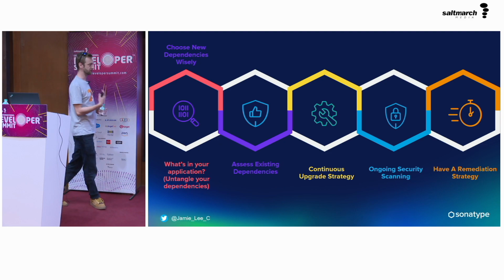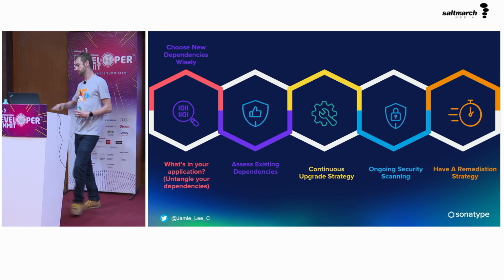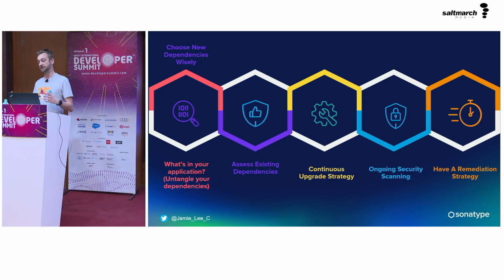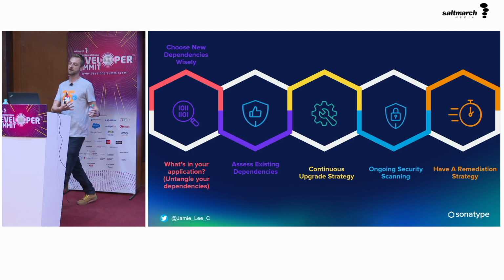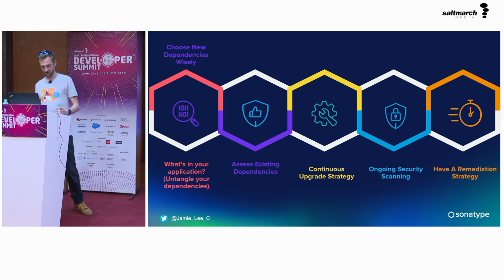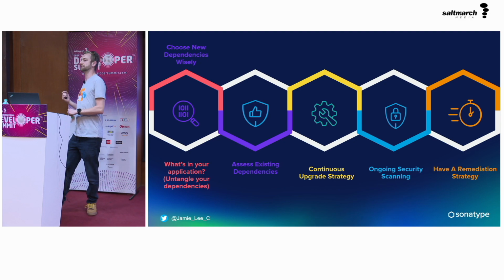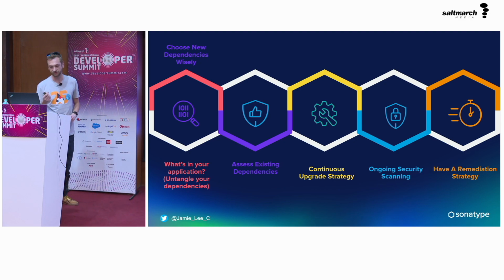Third, have ongoing security scanning. Just because it's not vulnerable when I'm developing it, in production it might be later on, in a day or two. So have constant scanning in production and your development environments, and make sure there's nothing vulnerable in them. And have a remediation strategy, right? When these horrible vulnerabilities are announced, have a plan to fix them. Don't just sit there and scramble around.